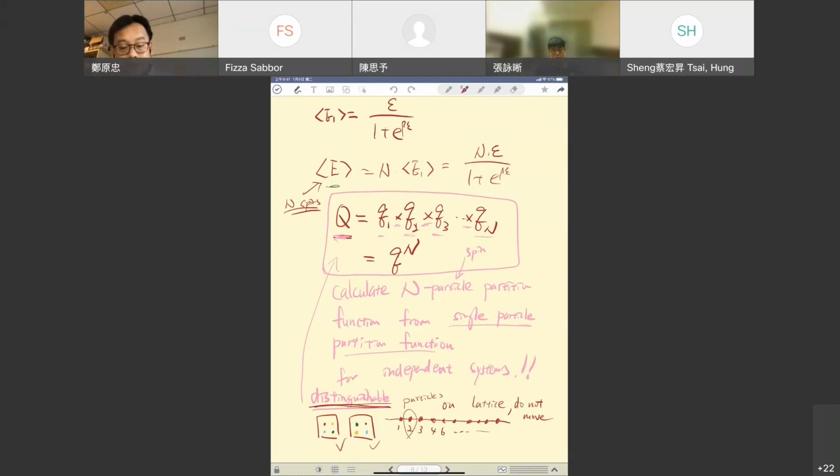But if these particles can move, then it's a different story. It's indistinguishable. So if you have a conjugated chain of electrons, now this electron can move along this chain. Then in that case, these are indistinguishable electrons. Sometimes this could be confusing, especially if you learn this subject for the first time. But distinguishability is a very important subject.